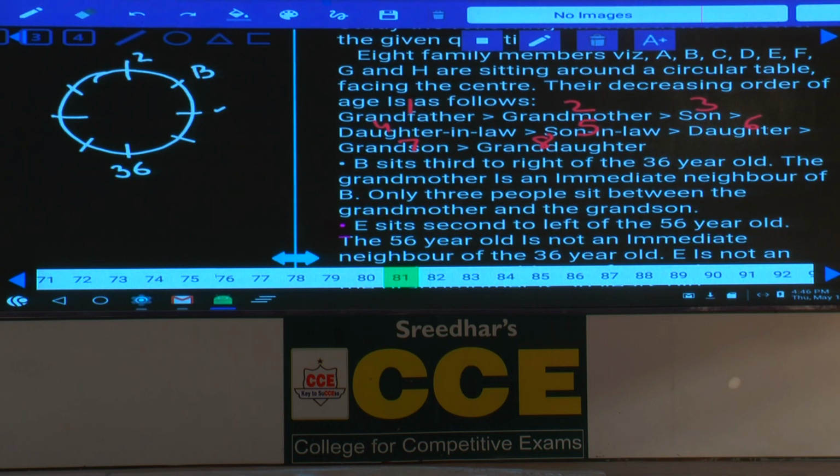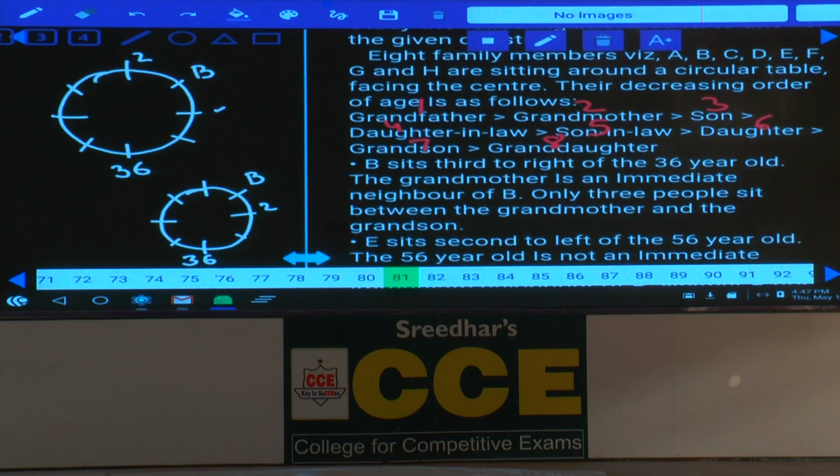Now this is the reason why we have represented these persons with the numbering, because we cannot write each and every one in this space. The next one. Now in the second possibility, 1, 2, 3, 4 and 5, 6, 7, 8. If 36-year-old is here and B sits third to the right of 36, B will be here. And the grandmother is an immediate neighbor of B, grandmother is at this place.